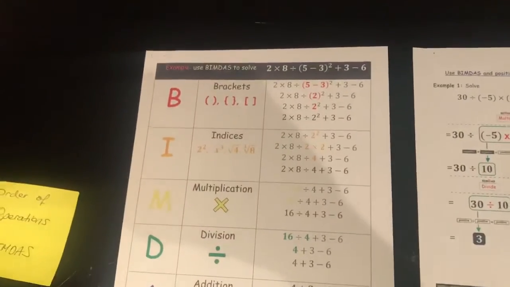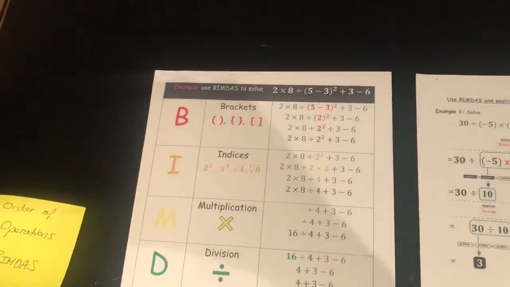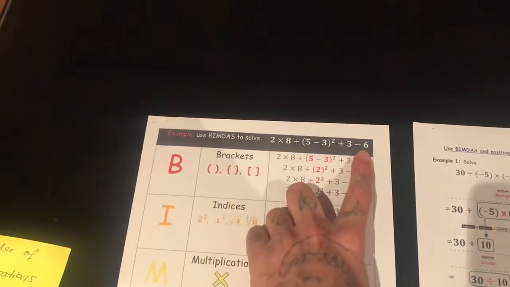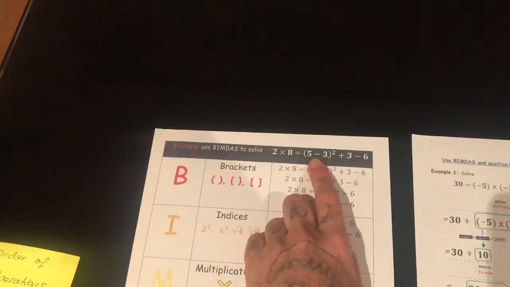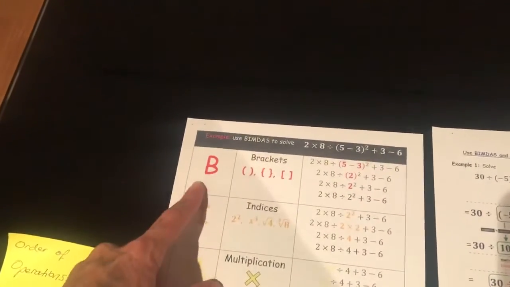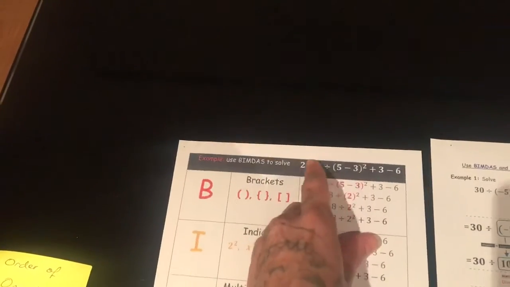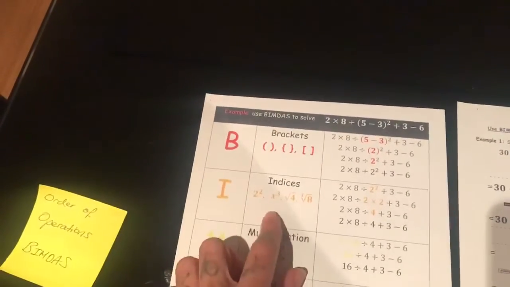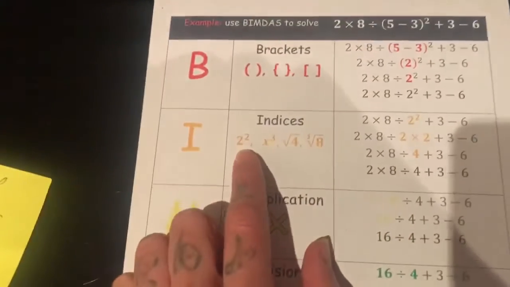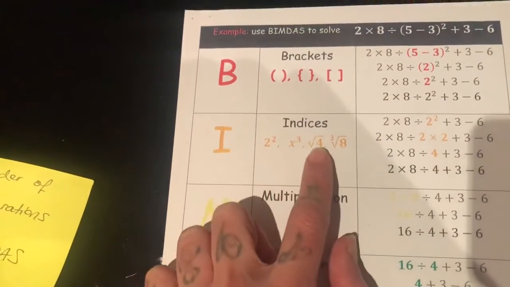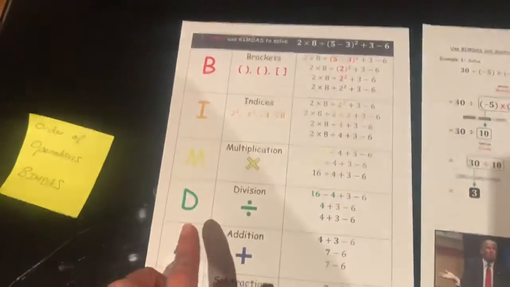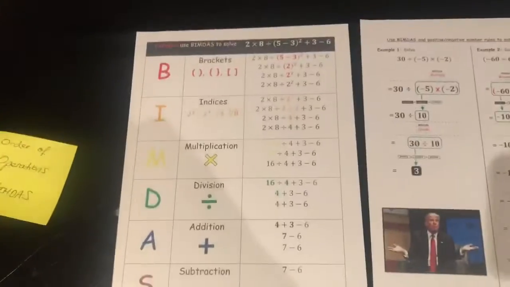Order of operations means that when you have a long sum like this, that looks bad, you have to do it in this order to get the right answer. So you start with the brackets, what's in the brackets. You don't go across. Then indices, which is like squared, to the power of 3, and square roots. And then multiplication, division, addition, and subtraction you always do last.